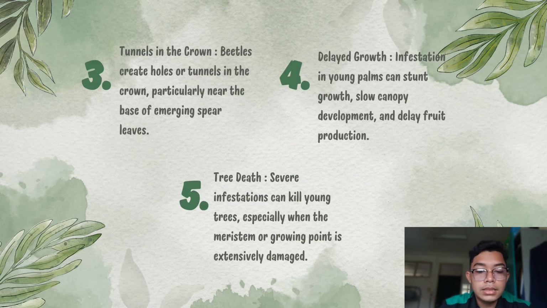3. Tunnels in the crown. Beetles create holes or tunnels in the crown, particularly near the base of emerging spear leaves. 4. Delayed growth. Infestation in young palms can stunt growth, slow canopy development, and delay fruit production. 5. Tree death. Severe infestation can kill young trees, especially when the meristem or growing point is extensively damaged.